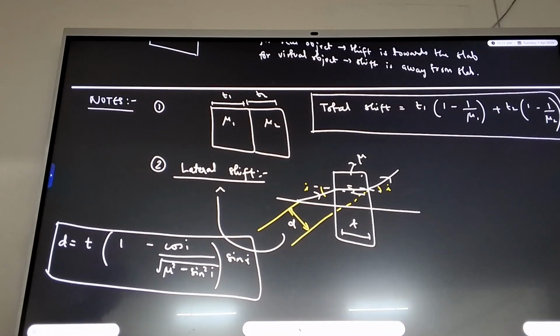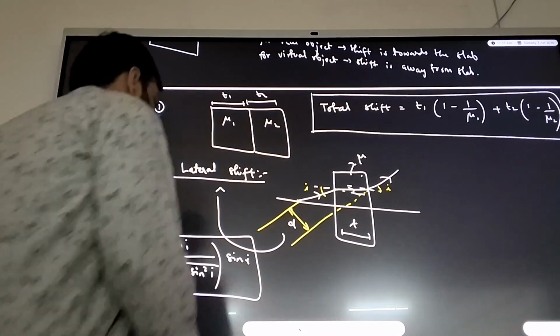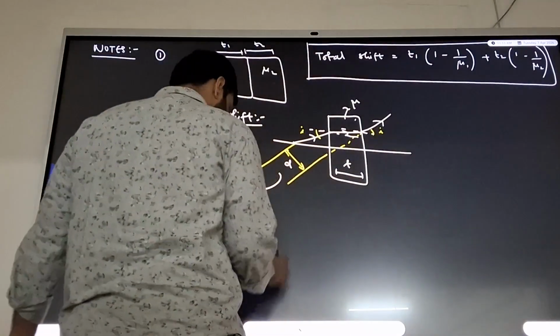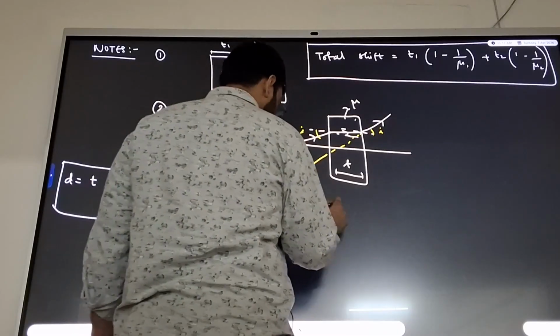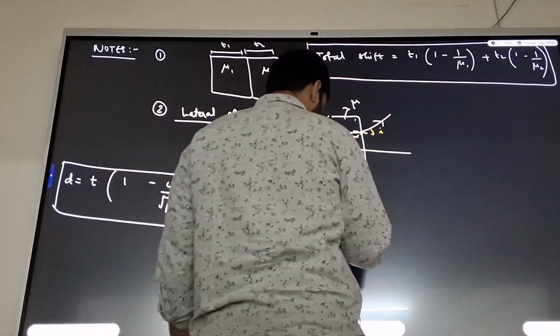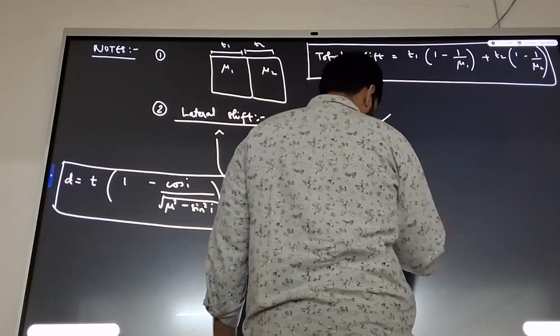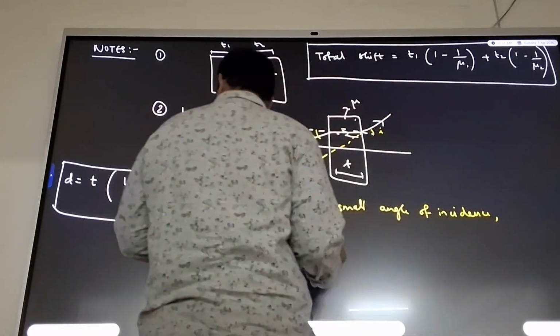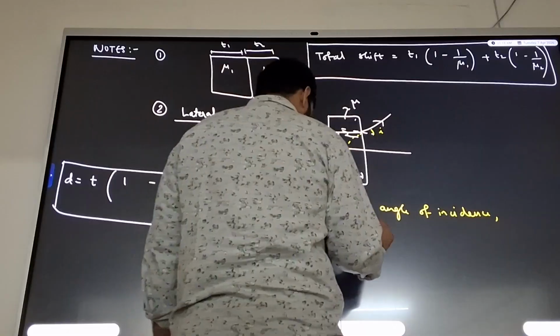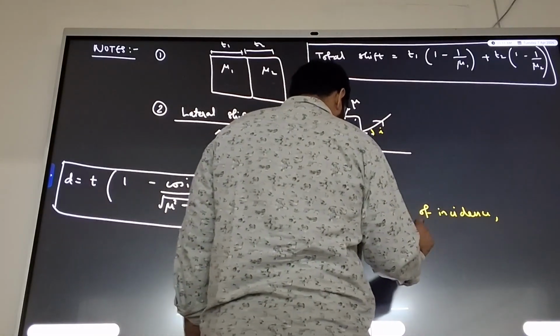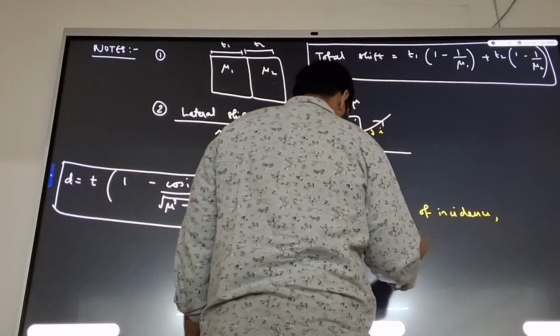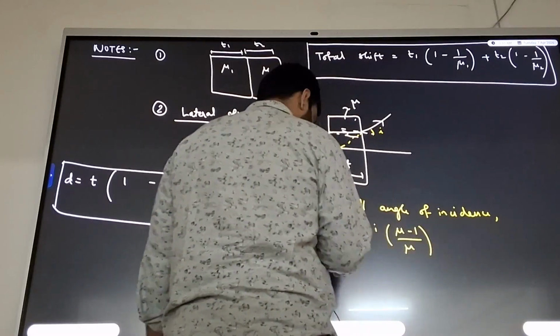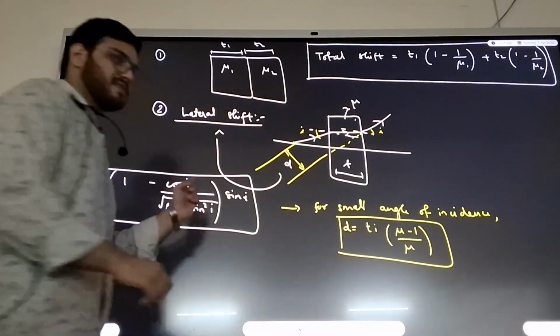Good. If we were to consider very, very small angles, like in the case of paraxial approximation, then what will be the formula? For small angle of incidence, this will come out to be d into i over 1 minus, I think it's something like, mu minus 1 over mu. This will reduce to that.